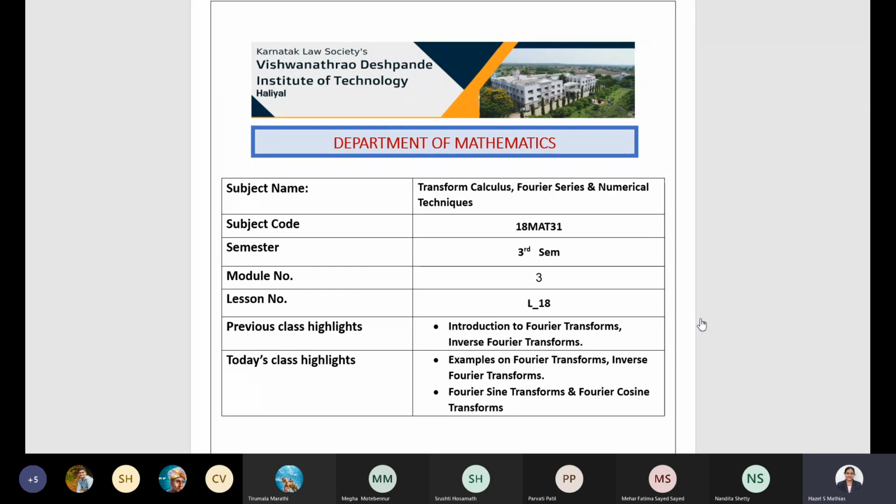In the previous class, we were discussing what Fourier transforms are, why they are required, how they are defined, and how to find the Fourier transform of certain real valued functions. All these things we have discussed.